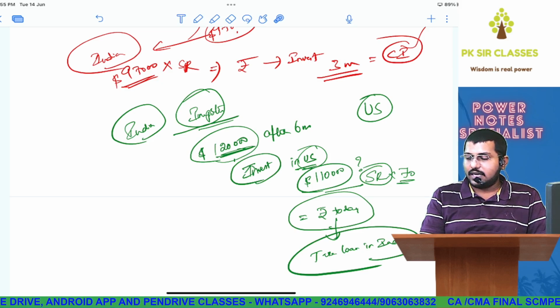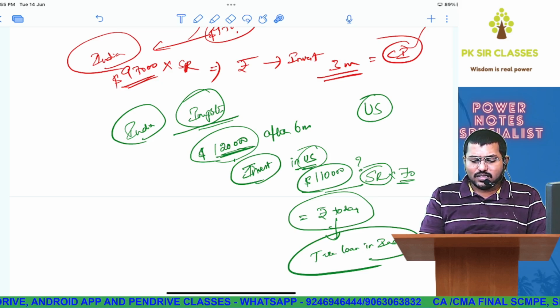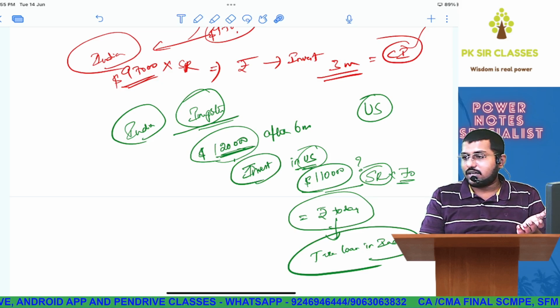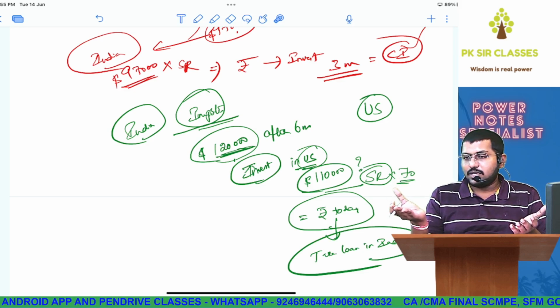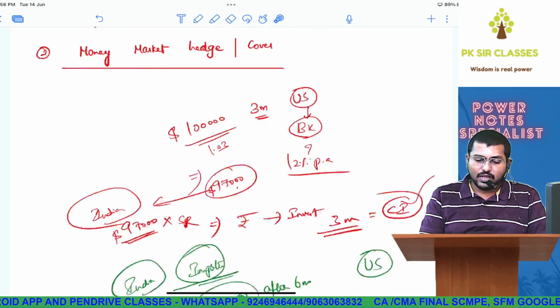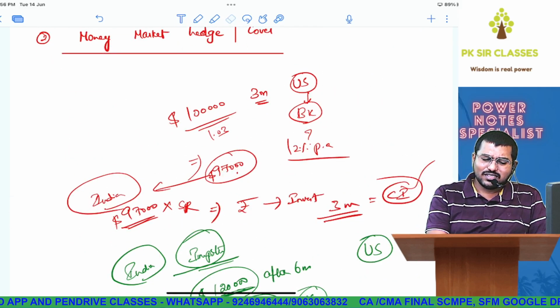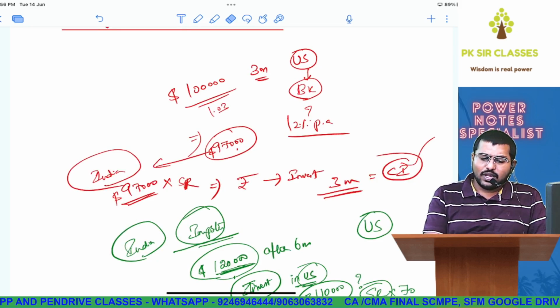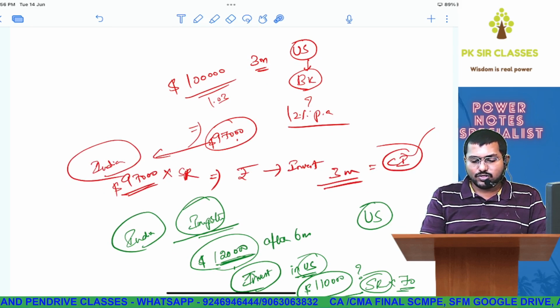Money market hedge. The only key point in this is, if you have an asset, you create a liability. If you have a liability, you create an asset. That's all. That's the key point. Another thing is that you just got to remember the procedure once. Okay, let's move on with the procedure one more time. So what is the procedure?